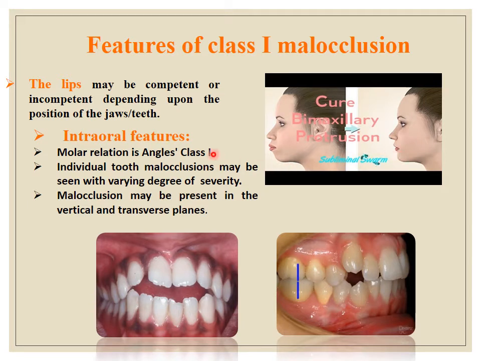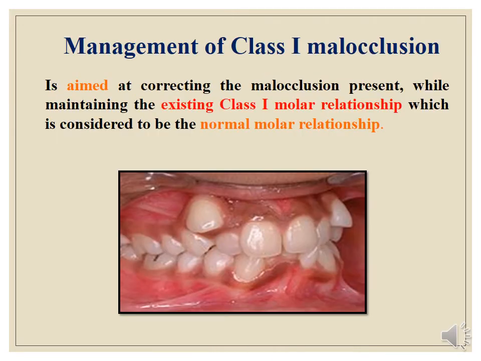Intraorally, the molar relationship is angle class 1, as we have said before, and we may have either individual teeth malocclusion with varying degrees of severity, or a malocclusion presented in the vertical planes, like open bite or deep bite, or in the transverse plane, which means we may have cross bite, but still we have a class 1 molar relationship.